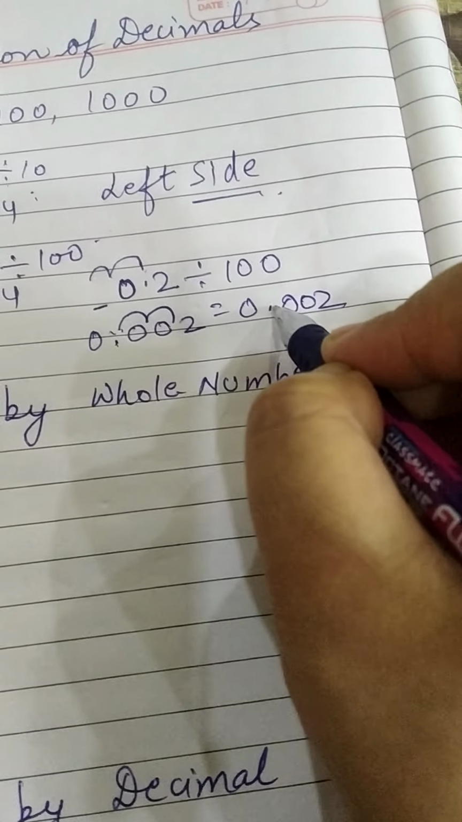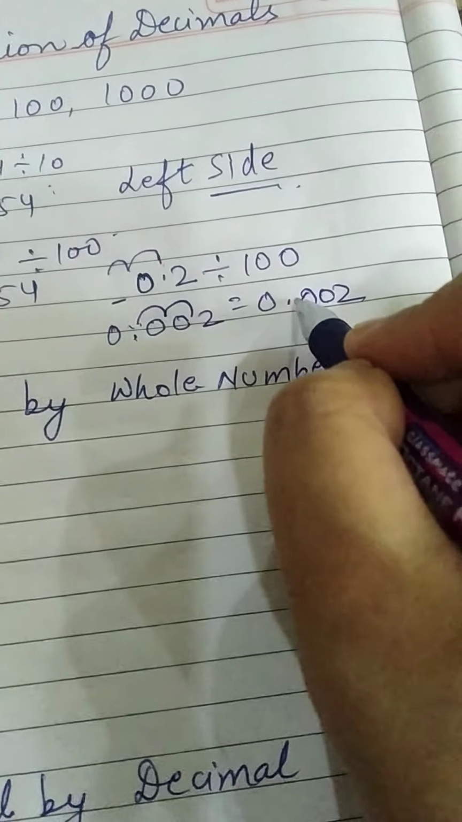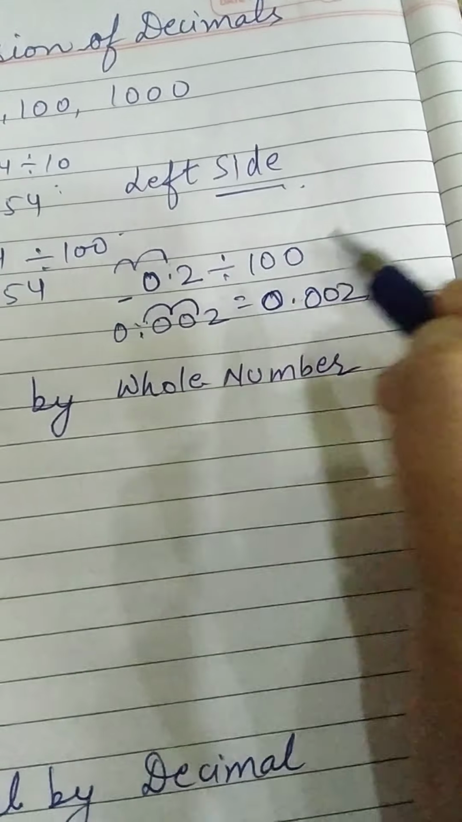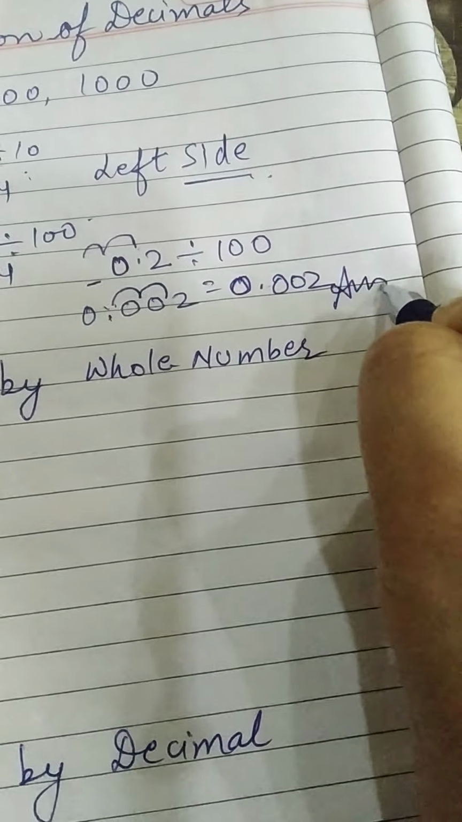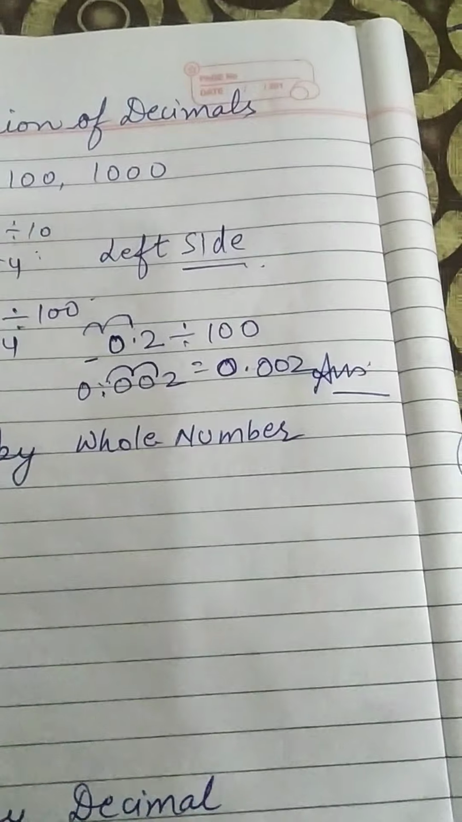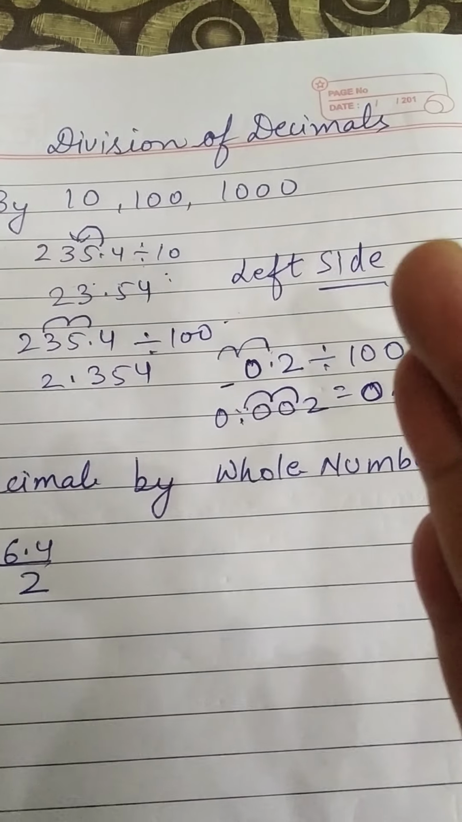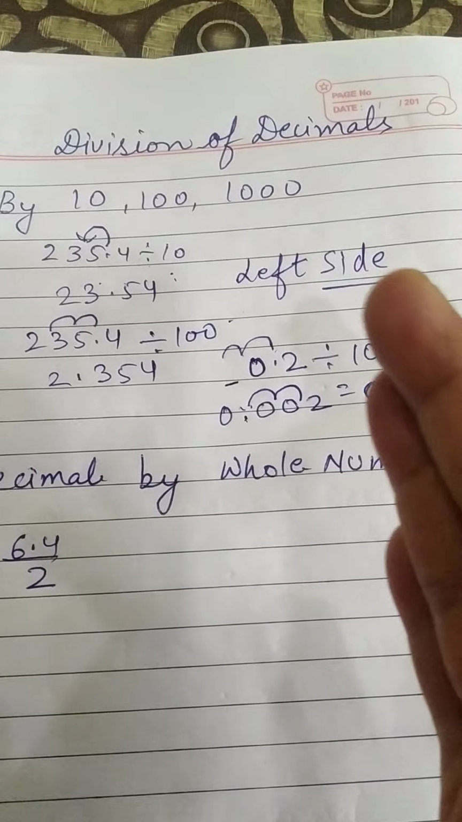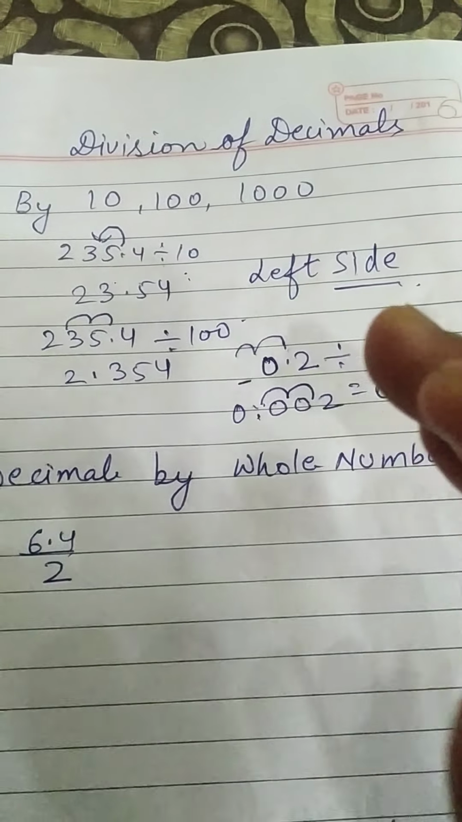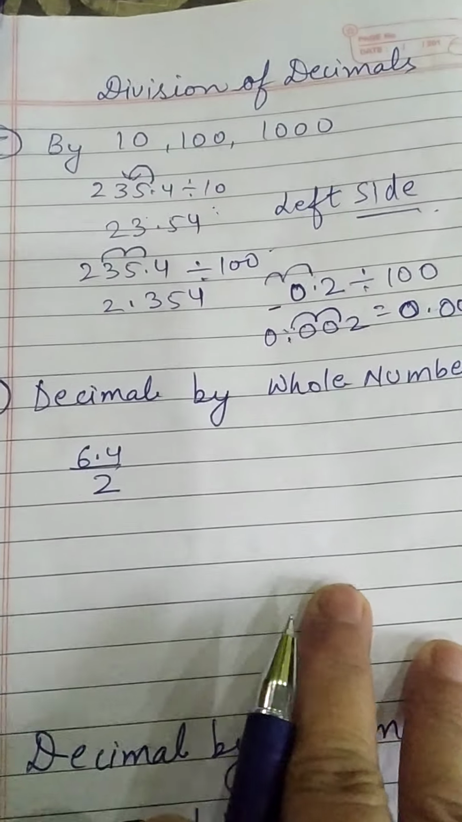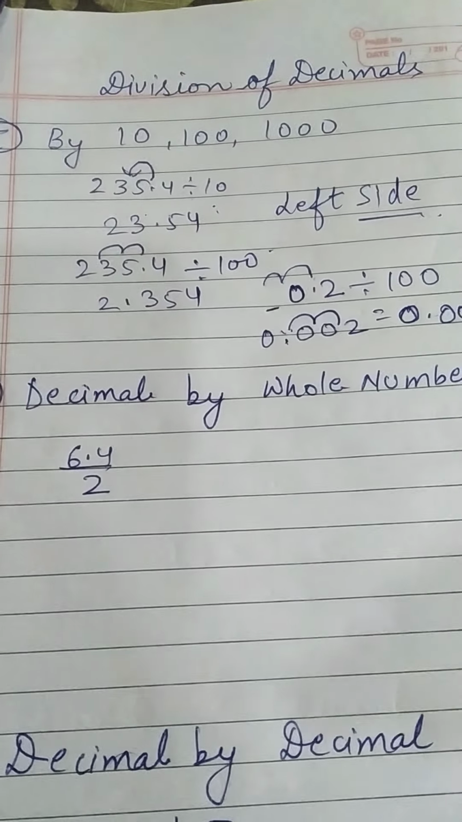As you all know, we cannot start a decimal number with the decimal. So we have to put the 0 in the beginning. So this will be your answer. If the number of digits is less on the left side, you can add as many zeros as you want, and then you shift the decimal. I hope it's very clear to you.